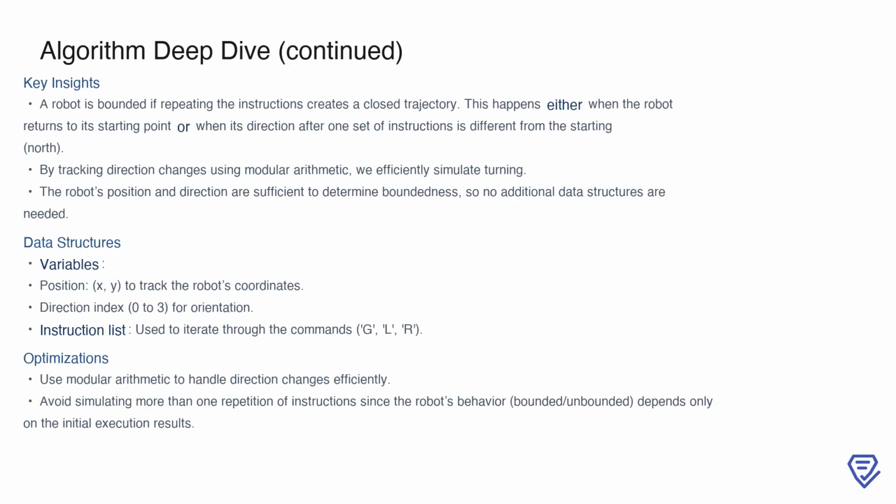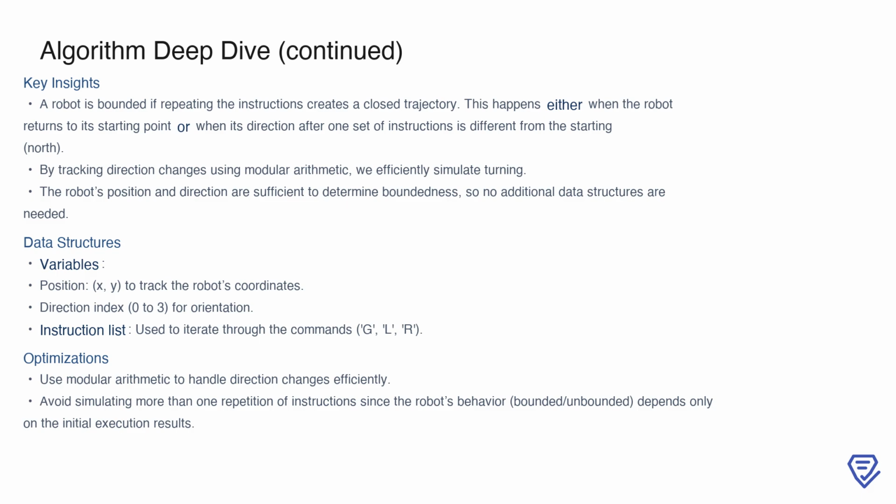The key insight here is that a robot's movement is bounded if repeating the instructions results in a closed trajectory. This happens in one of two scenarios: either the robot returns to its starting point, or it ends up facing a direction other than north after executing the instructions once.